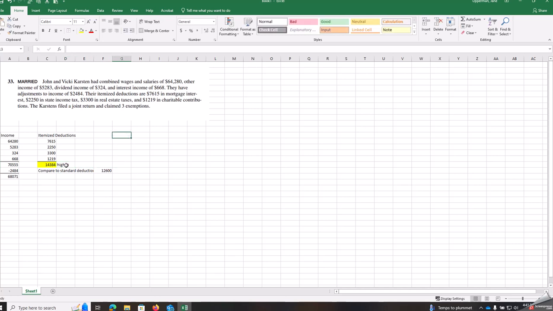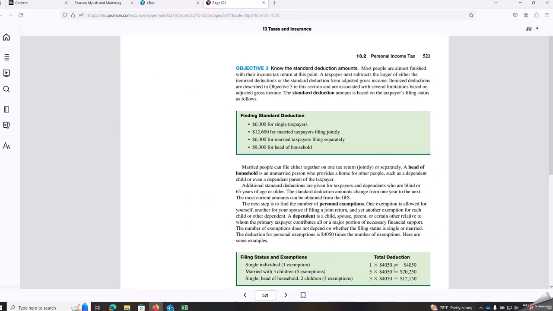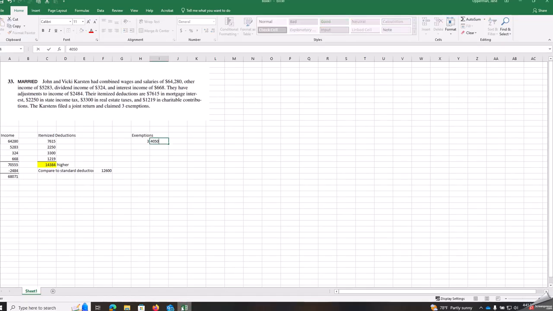Okay, then we'll come over here and we'll look at their exemptions. They have 3 exemptions, so they must have a child. Again, if we go back to the book, this is something that changes every year too. So we've got $4,050 per exemption. So then we'll take the 3 times the 4,050 and we get $12,150.